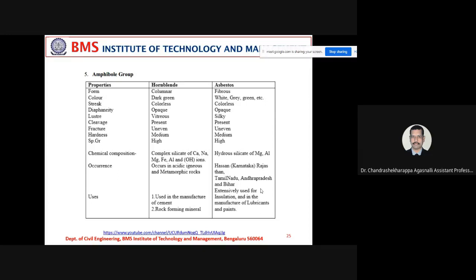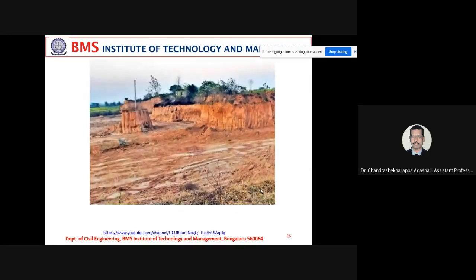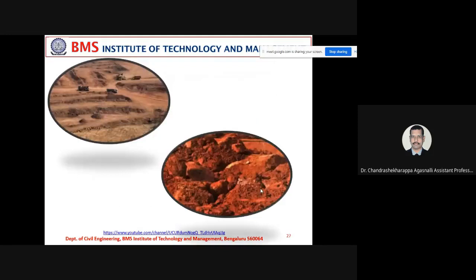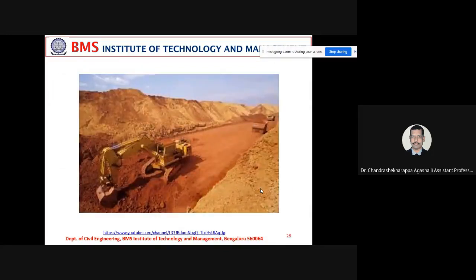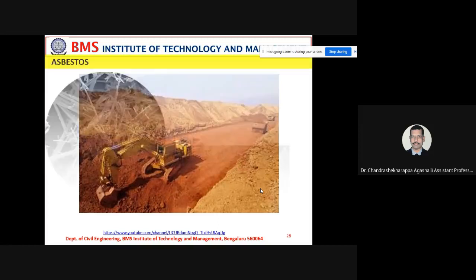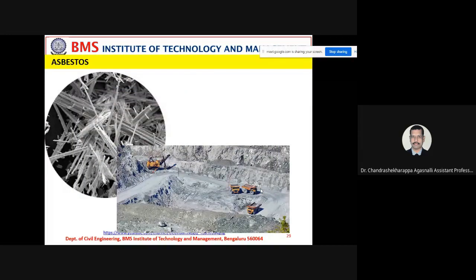Just like you put paint on your steel gate or wherever the grills are, to avoid the rusting, right? So these are the things. This is asbestos mines. And this is actually the bauxite one. Yeah, here is the asbestos.